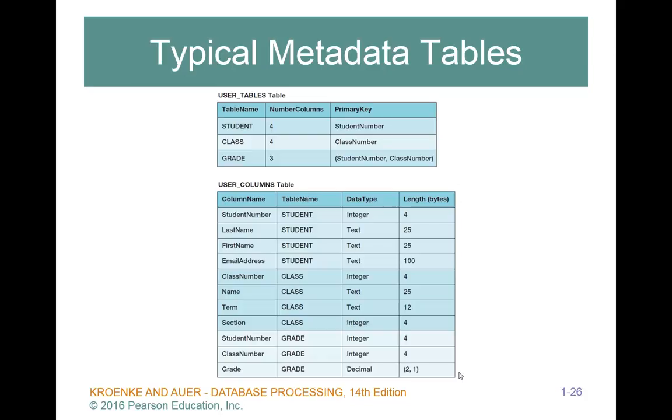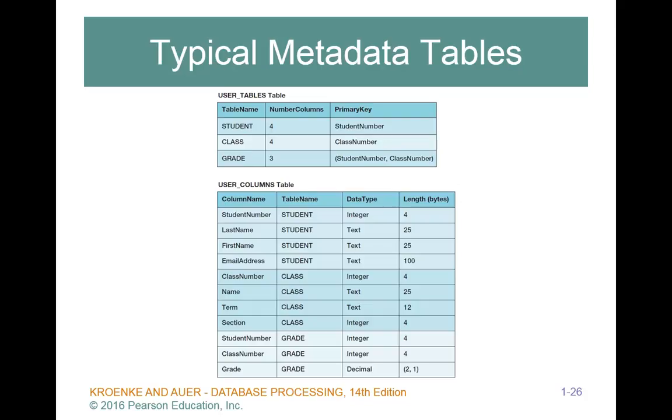So if we're talking about metadata on tables, if you look at the top table there, you'll notice here that we have 3 different tables in our database. Student, class, and grade, remember, were our examples. 4 columns, and the primary keys of each table. Okay? This is considered metadata, so data about the data that we're collecting.